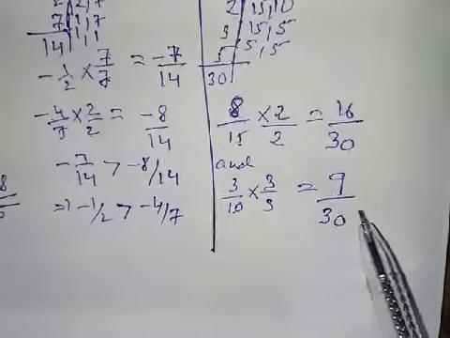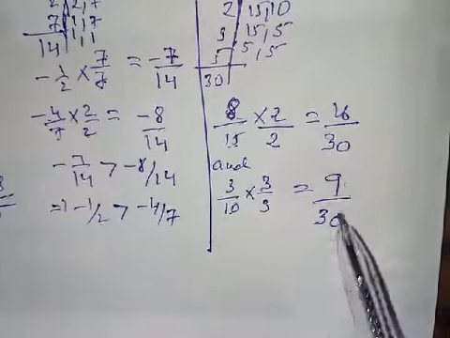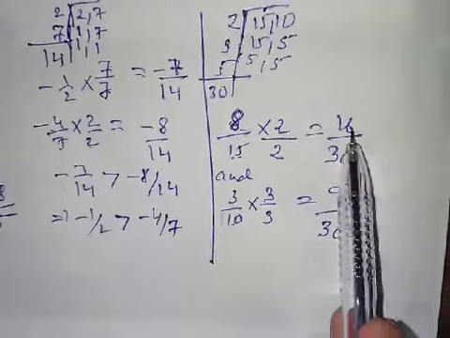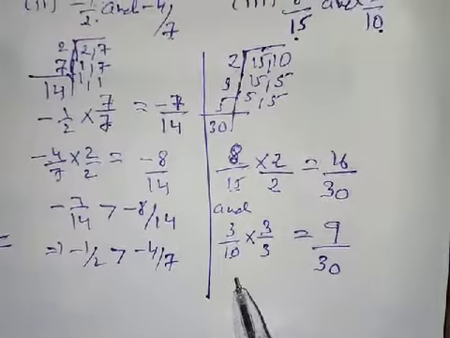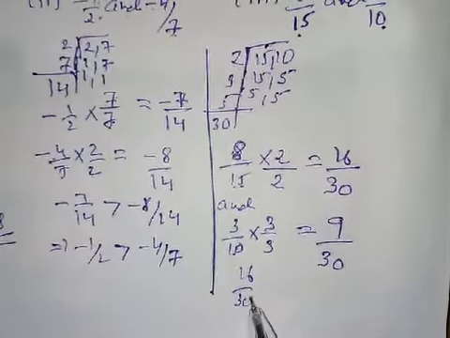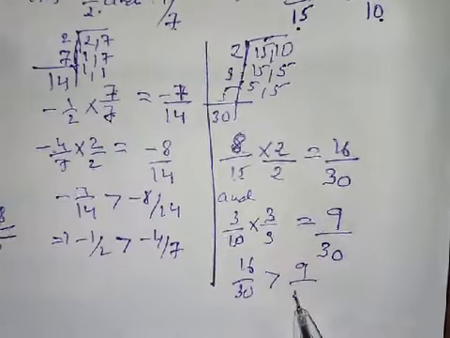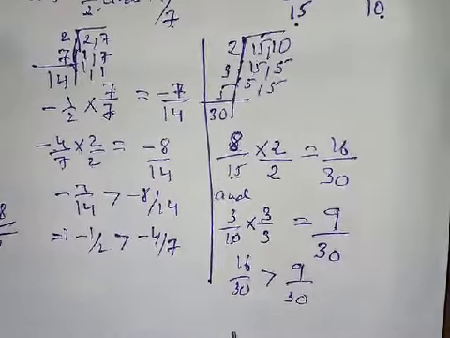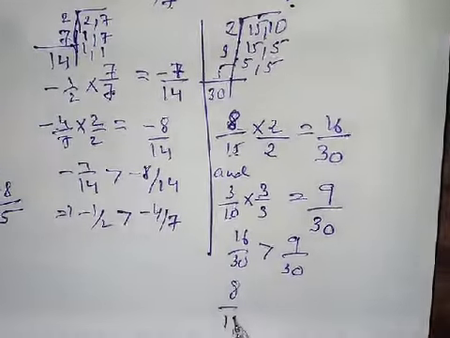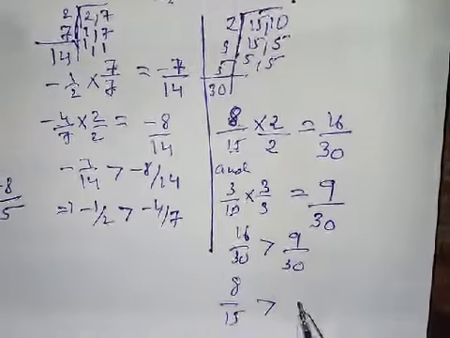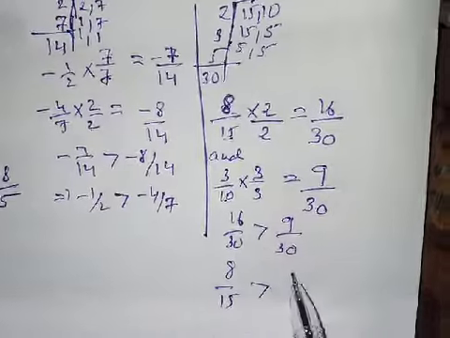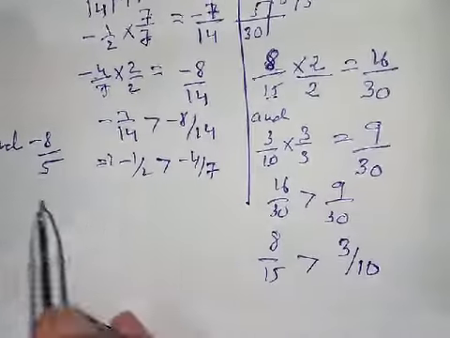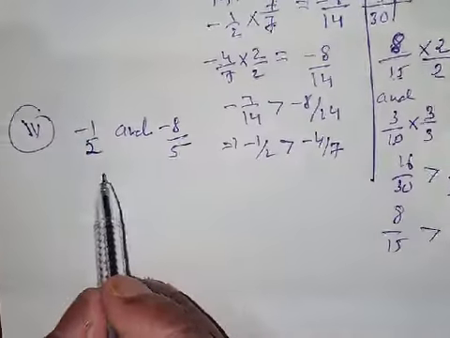So now you can compare. The denominator is the same. The numerators are 16 and 9. So which number is greater? 16. So obviously 16 upon 30 is greater than 9 by 30. What is 16 upon 30? It is 8 by 15. So 8 by 15 is greater than the second fraction, 3 by 10. Let's move on to the fourth one.